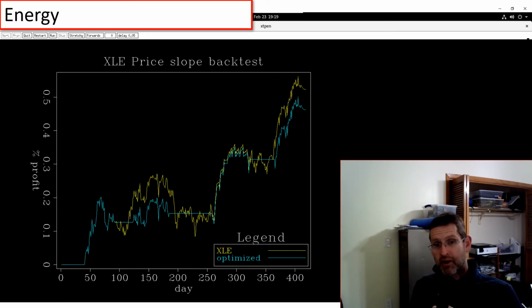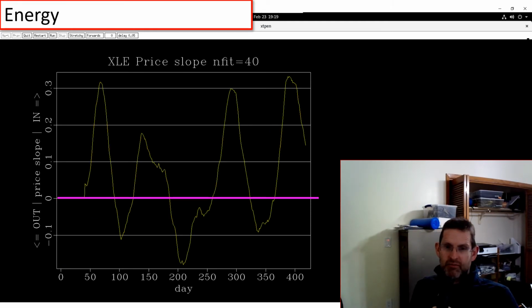XLE looks like a pretty similar curve to USO, crude oil. And we are in the market for XLE and have been for some time.